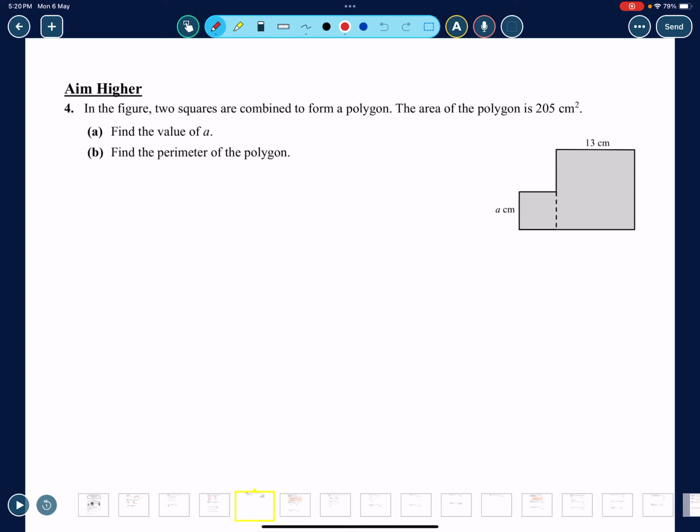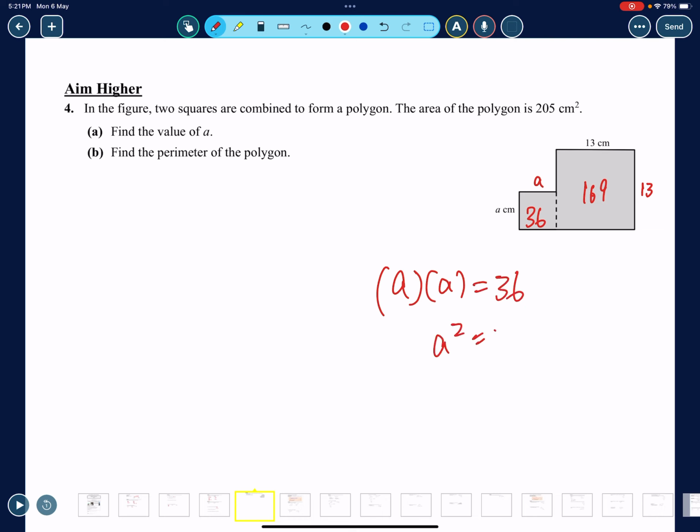2 squares. This A, find the value of A. The area of the polygon is 205. So this 13 squared, 13 times 13 is 169. 205 minus 169 is 36. Then you're gonna have A times A equals 36, right?